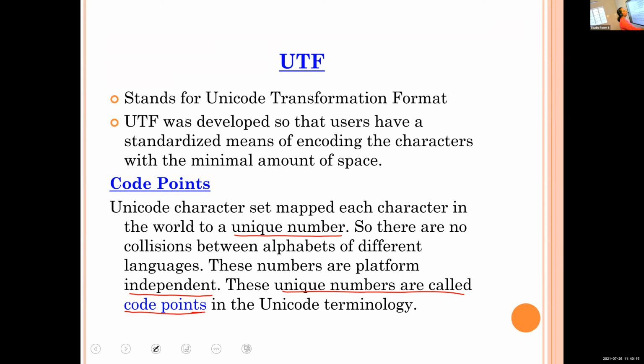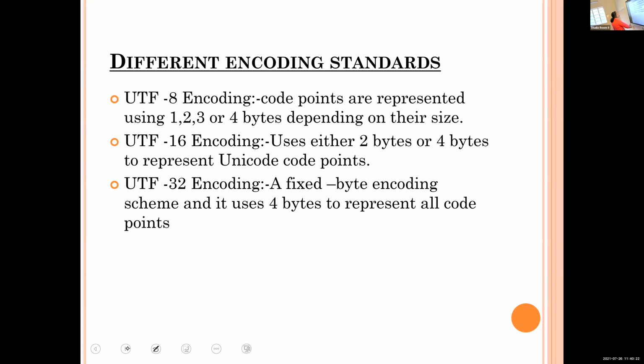Is it clear, Rahul? Okay. This is a purely theory-based topic, that's why I am moving on.